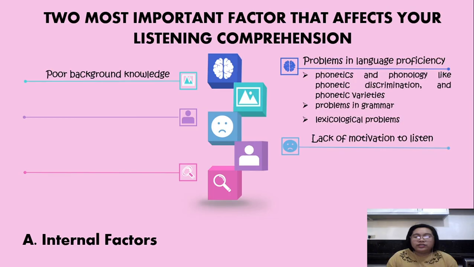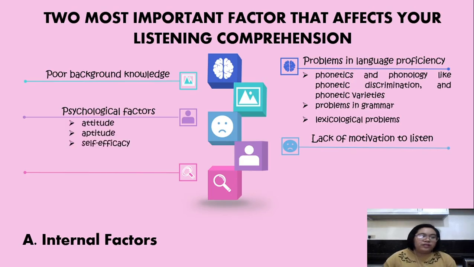Next is the student's lack of motivation to listen. Next is the psychological factors. I know that we are very much aware of these factors, right? The psychological factors can be their problem on the student's attitude or their way of thinking or their feelings. Next is the aptitude or their special talents and abilities. And when we say self-efficacy, it is the individual's beliefs on his or her capacity to execute behaviors necessary to produce a specific performance attainment.